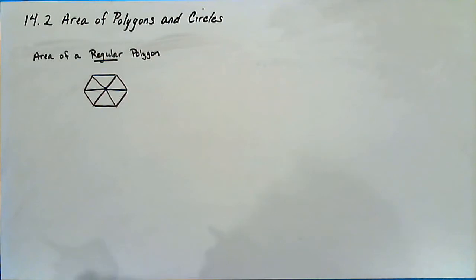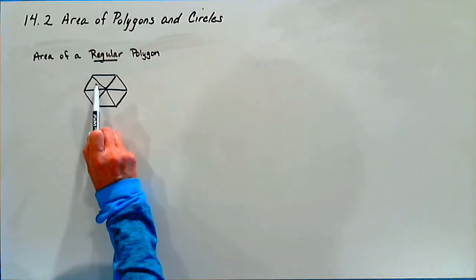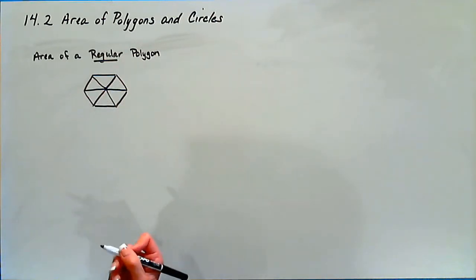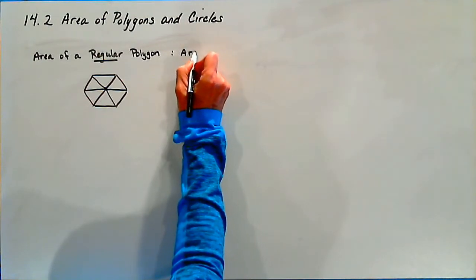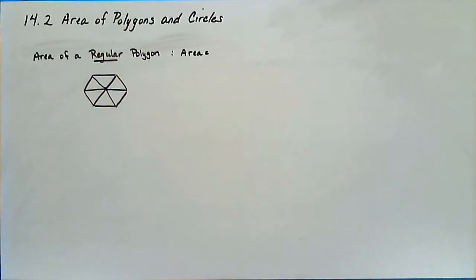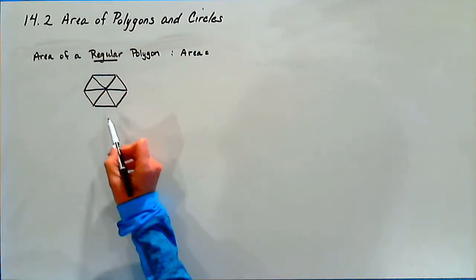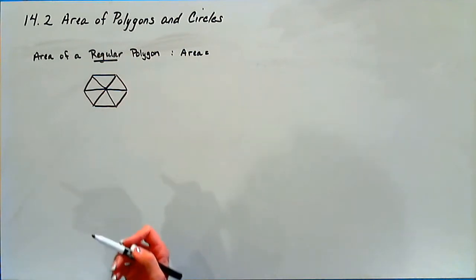So the easiest way for me to do this is I think of this as 6 different triangles since it's a hexagon. And so we can still think of this as area. Well, we know how to find the area of one triangle. That's 1/2 base times height. And since we have 6 of them in this case, we would multiply it by 6.